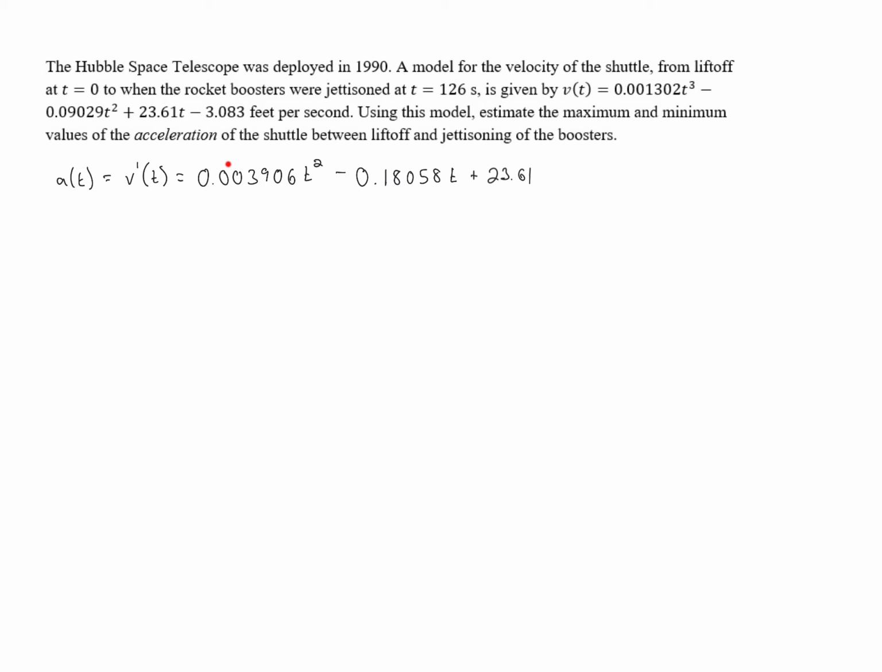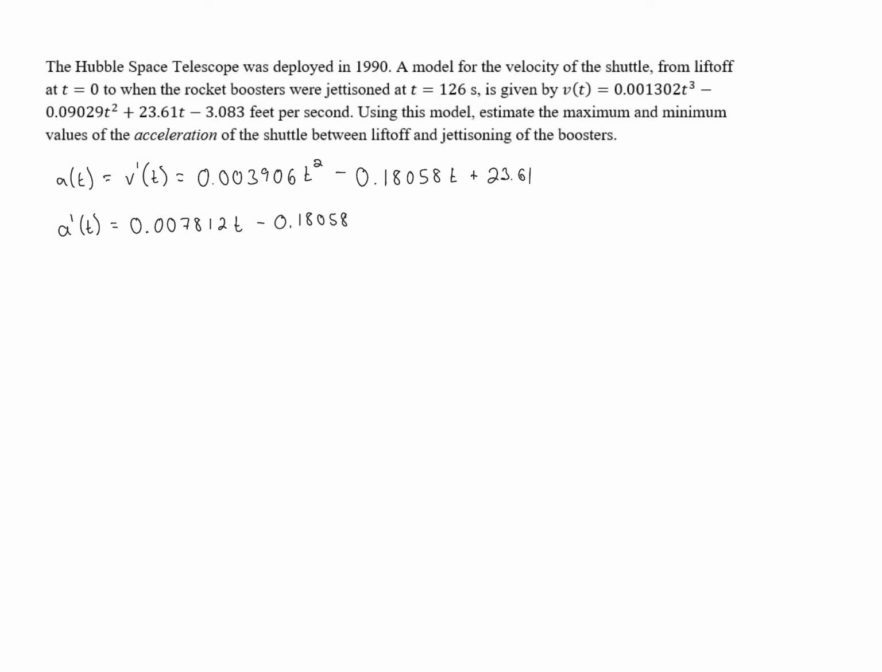Note that it is a continuous function, and we're looking at a closed interval from 0 to 126 seconds. So we can use the closed interval method. To do that, we're going to need to differentiate the acceleration function so that we can find any possible critical numbers. Now, the derivative of t squared is 2t, so we're going to have to multiply this coefficient by 2. That's going to be 0.007812, and then t. And then the derivative of a linear term is just the coefficient, so 0.18058. So that is our derivative.